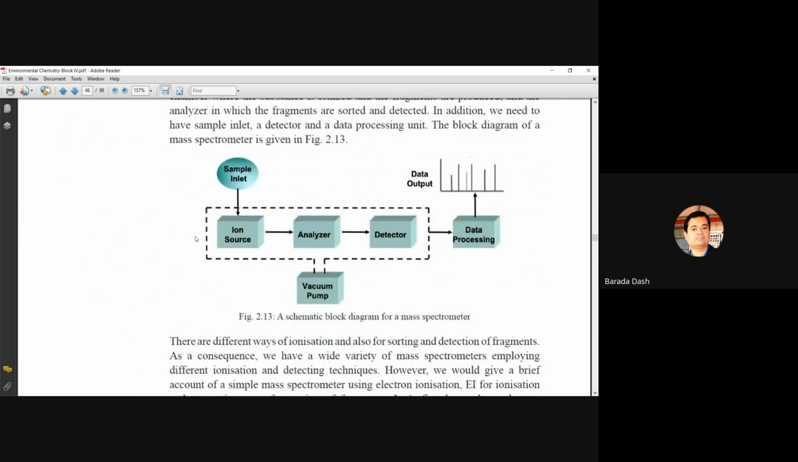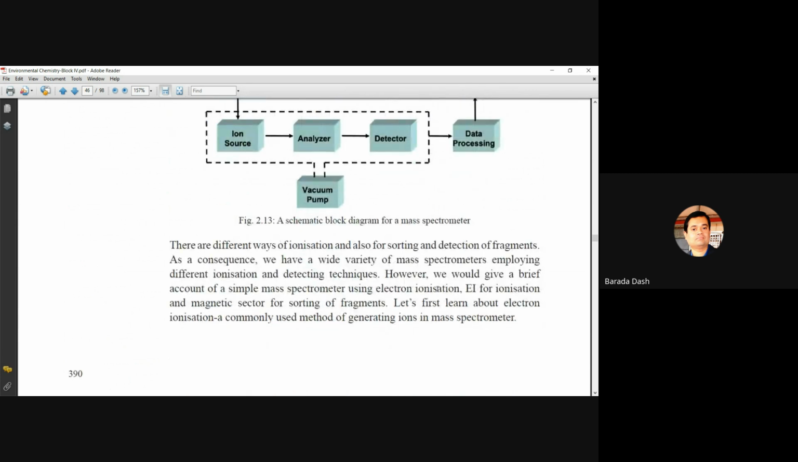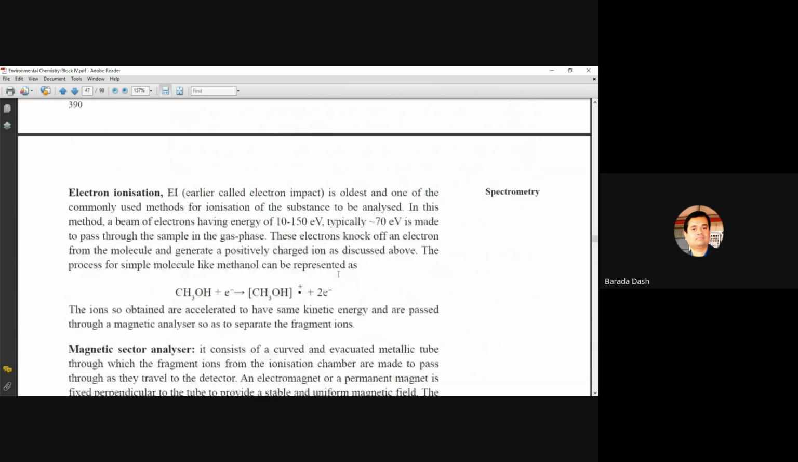Instrumentation: you have an ion source, analyzer, detector, data processing unit, and there is a vacuum setup there. So it's a schematic block diagram of a mass spectrometer.